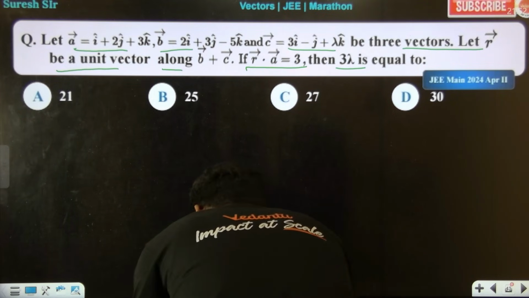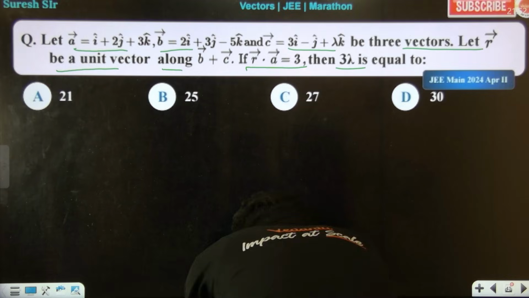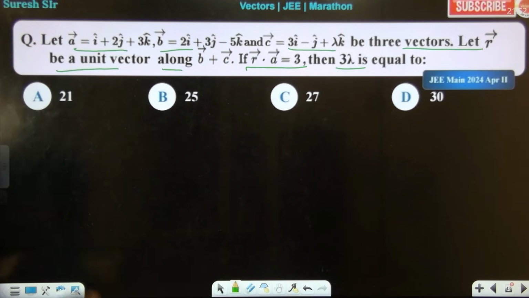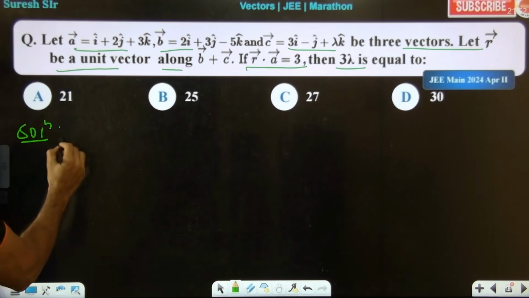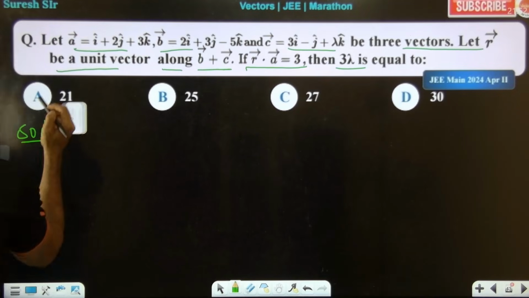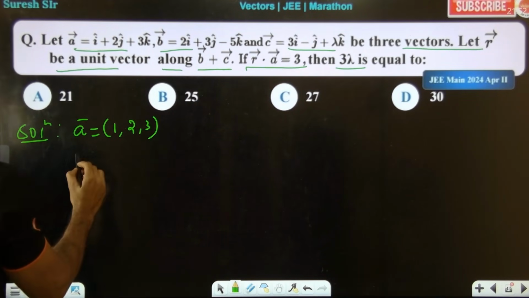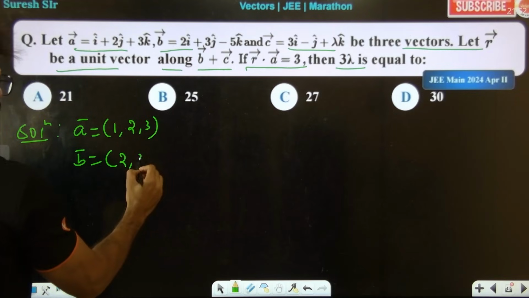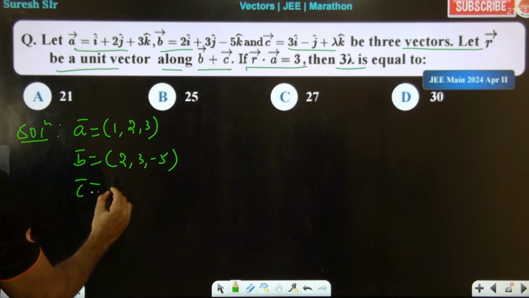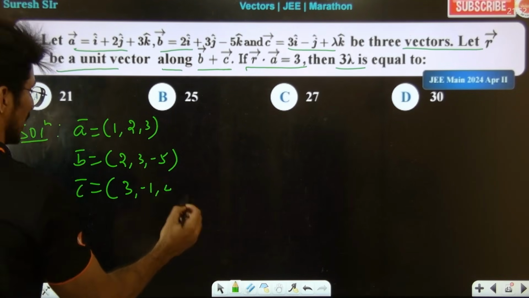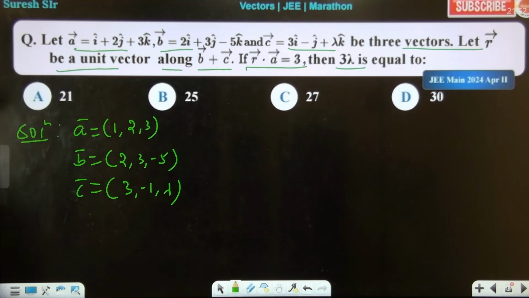Let us do one thing. A vector is basically 1, 2, 3. B vector is basically 2, 3, minus 5. C vector is basically 3, minus 1, lambda. Let me write like this. Understood? Yes or no?